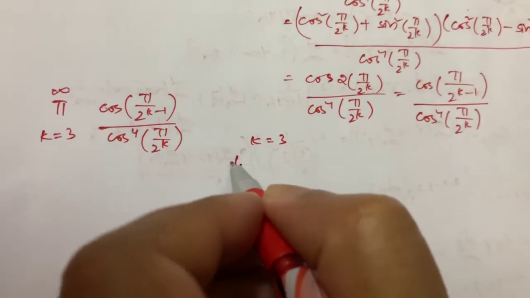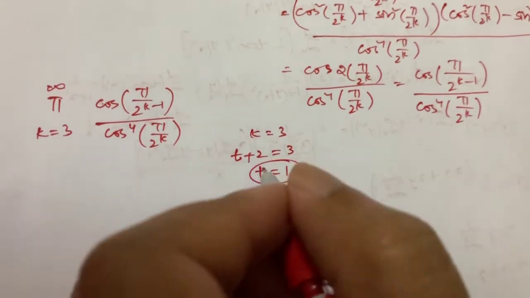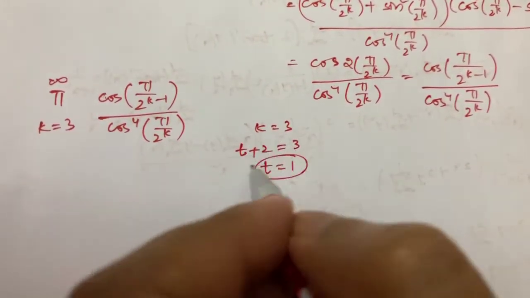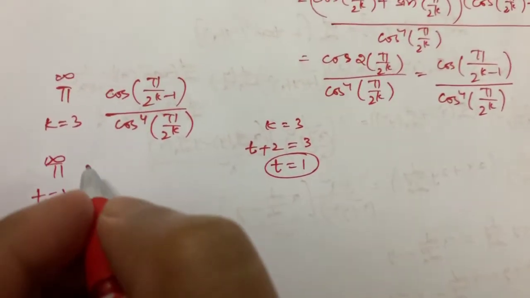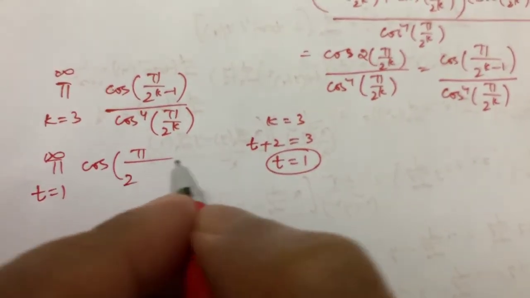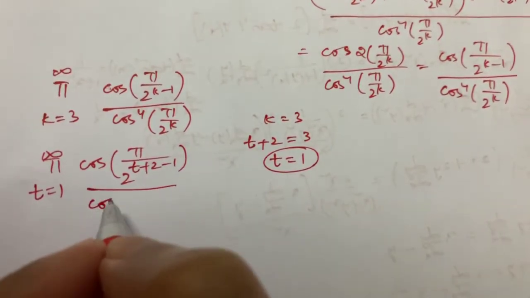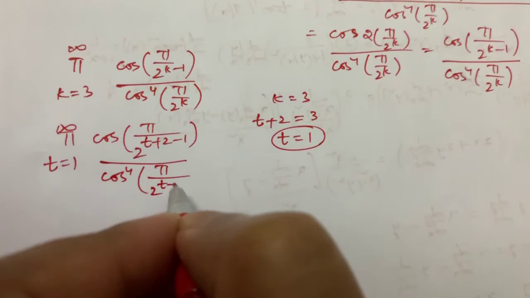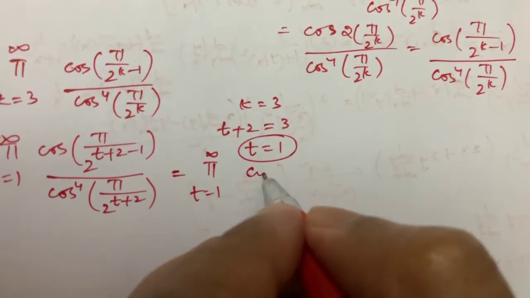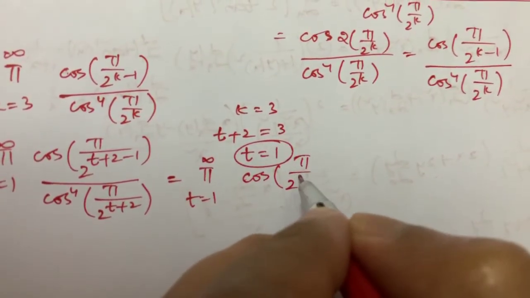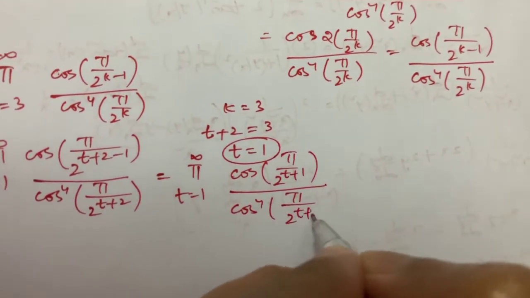So let's say I will replace k as t plus 2. So now t runs from 1, and as k tends to infinity, t is also tending to infinity. So the product from t equal to 1 to infinity of cos(π/2^(t+1)) by cos^4(π/2^(t+2)), since instead of k we have to write t plus 2.